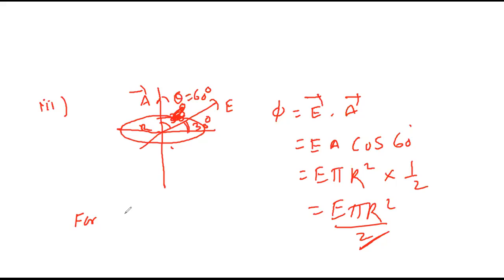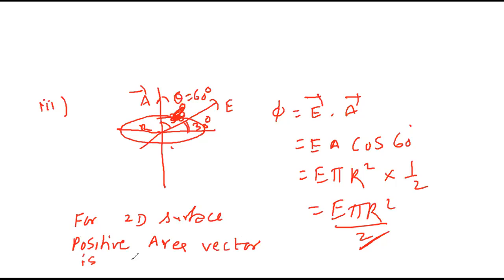For a 2D surface, positive area vector is always along ER. Positive area vector is always along ER.